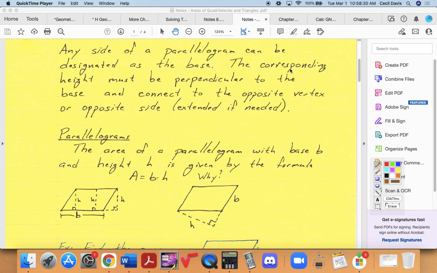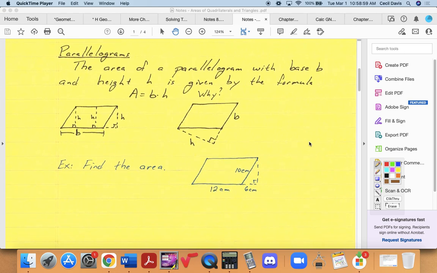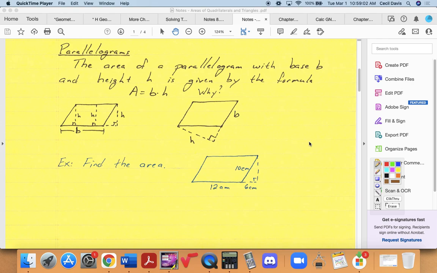All right, so starting with parallelograms. Any side of a parallelogram can be designated as the base. The corresponding height must be perpendicular to the base, though. So typically, you've done problems where the horizontal side was considered the base. Let me just say that it doesn't have to be the horizontal side. It can be any side, as long as you have something perpendicular to it. So, the area of a parallelogram with base B and height H is given by the formula A equals B times H. That's area is equal to base times height.